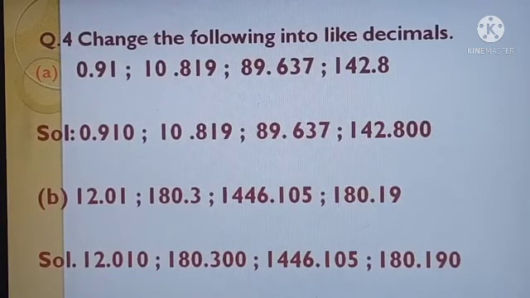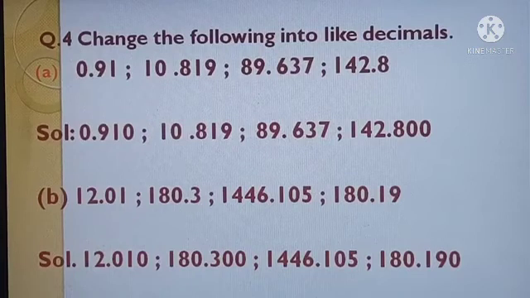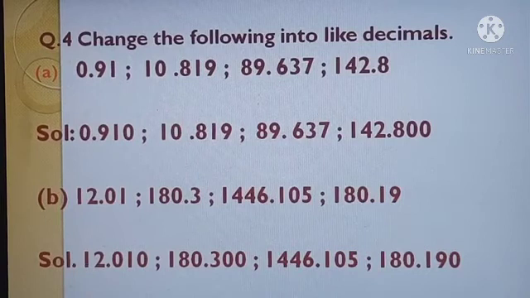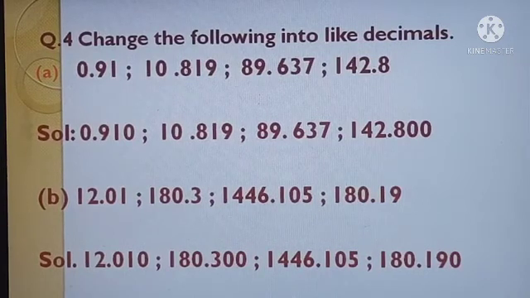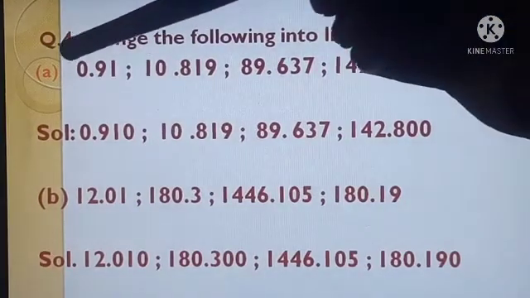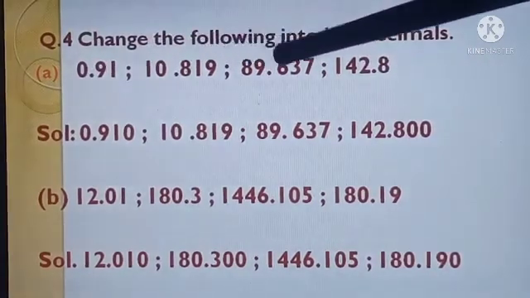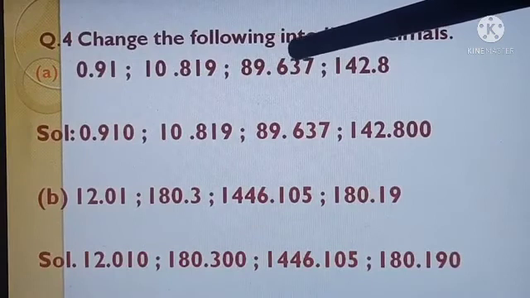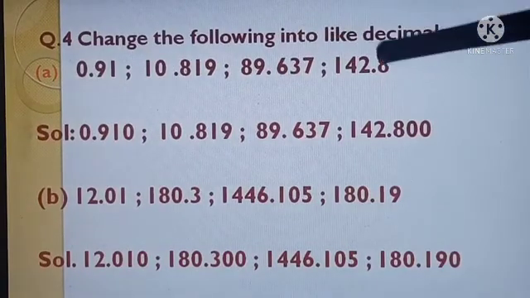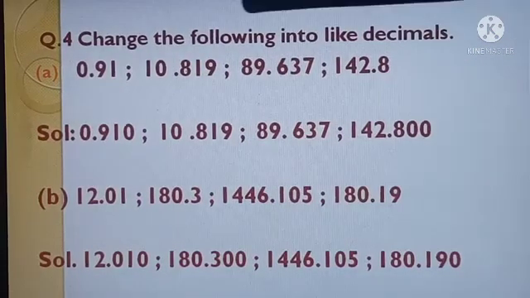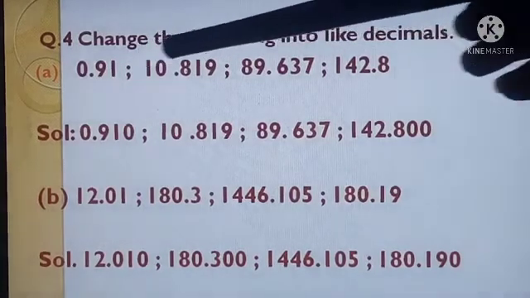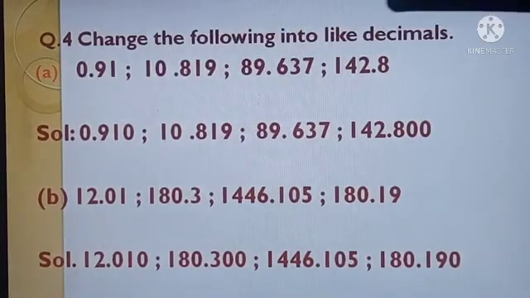Now our question number 4 is there. Change the following into like decimals. Like decimals means after decimal we have to make the equal number of digits. After decimal places should be the same. So A part 0 decimal 91, 10 decimal 819, 89 decimal 637, 142 decimal 8. So first of all you have to check where after decimal we have the maximum number of digits.